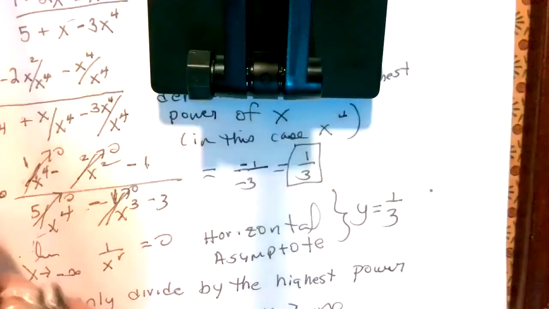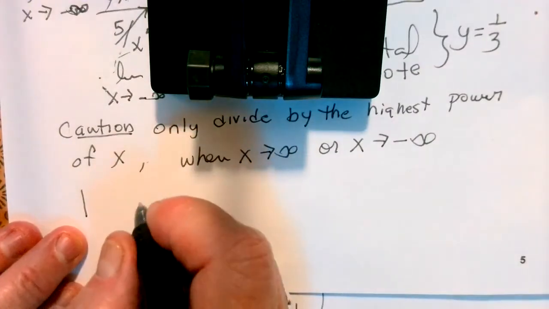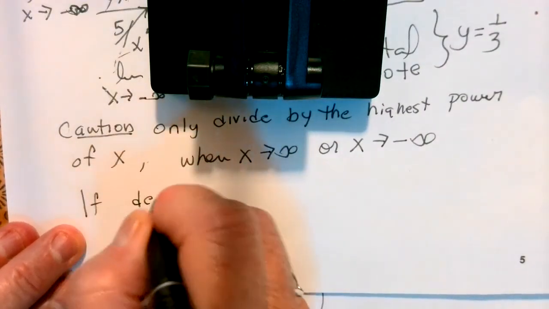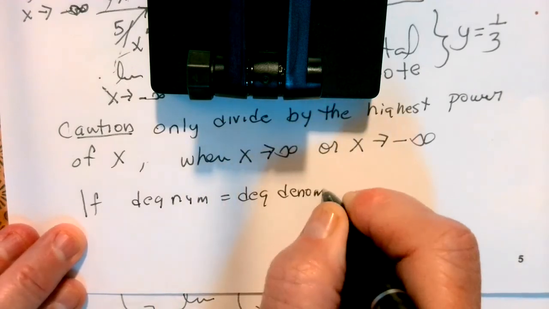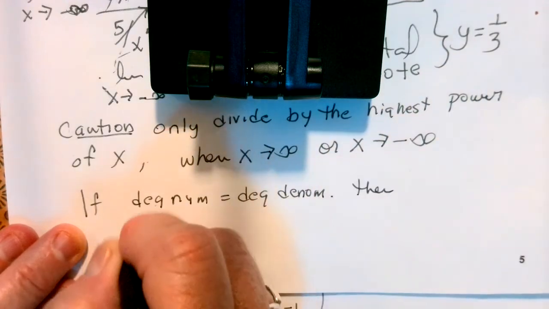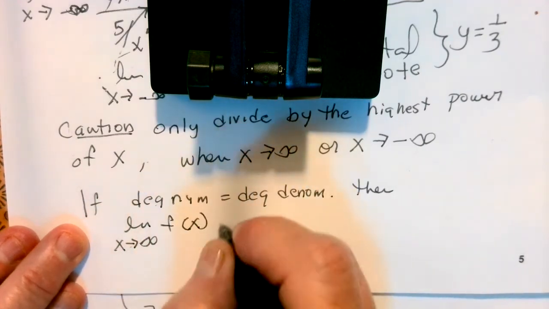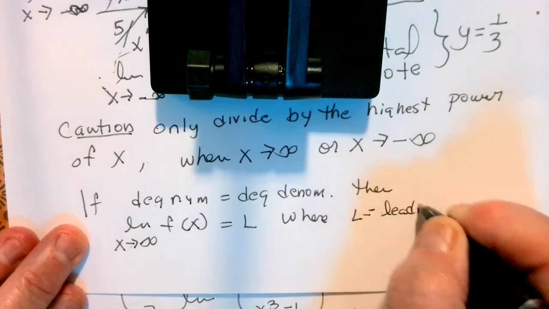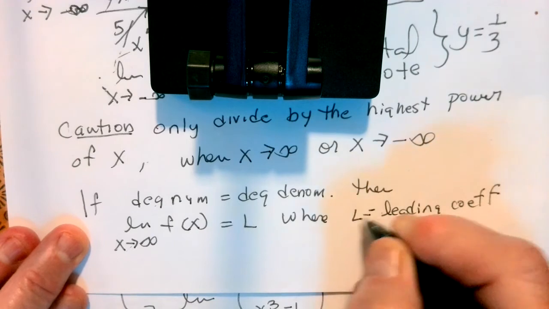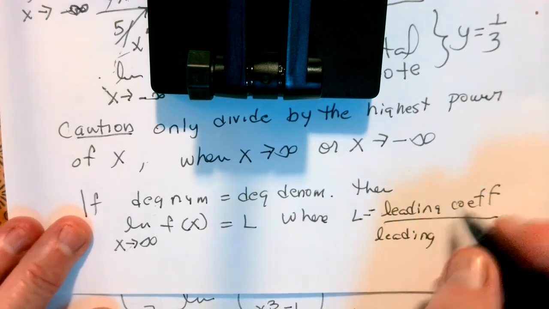And then this is just a statement from pre-cal, because you can use it. You don't have to go through all of this, I mean, actually dividing by the highest power. You can just use the thing from pre-cal, which says if the degree of the numerator equals the degree of the denominator, then the limit as x goes to infinity or -infinity of f of x equals L, where L equals the leading coefficient in the numerator over the leading coefficient in the denominator. And by leading, we mean the coefficient of the highest x, the variable with the highest exponent.